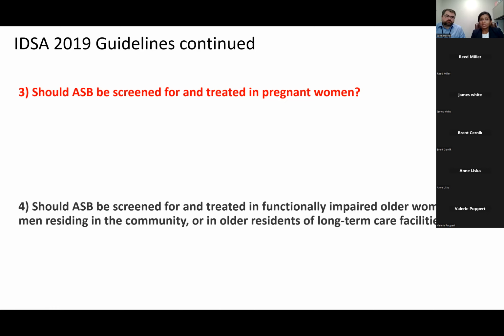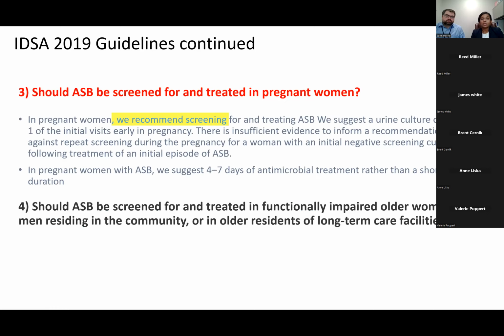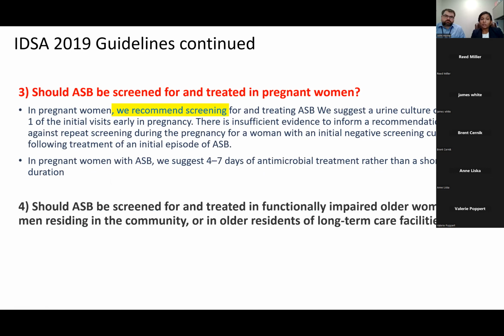Should asymptomatic bacteriuria be screened for and treated in pregnant females? In pregnant women, we recommend screening for asymptomatic bacteriuria, and we suggest a urine culture collected at the initial visit early in pregnancy. There's insufficient evidence to recommend for or against repeat screening. If a pregnant woman does have asymptomatic bacteriuria, we suggest 4 to 7 days of antimicrobial treatment rather than a short duration. In this case, it's really important to screen.